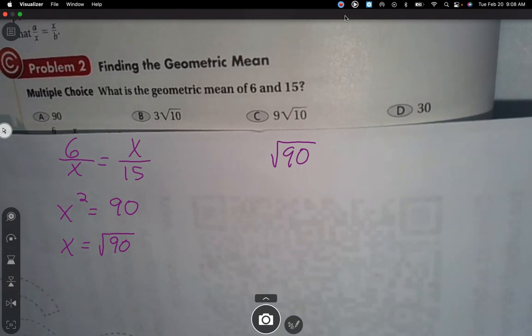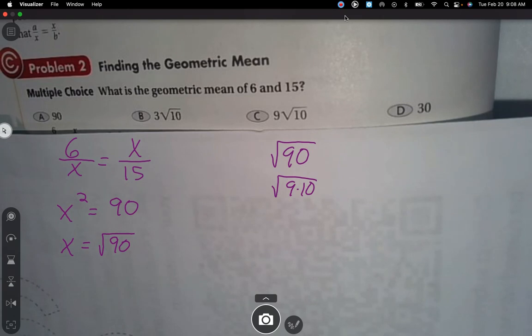3 times 3 is 9. 9 is a perfect square. 4 times 4 is 16. 16 is a perfect square. Everybody knows what a perfect square is now. This is something we'll go over again in Algebra 2, but we need to start getting used to it. What perfect square goes into 90? 9. 9 times what? 10. Now I can take the square root of the perfect square.